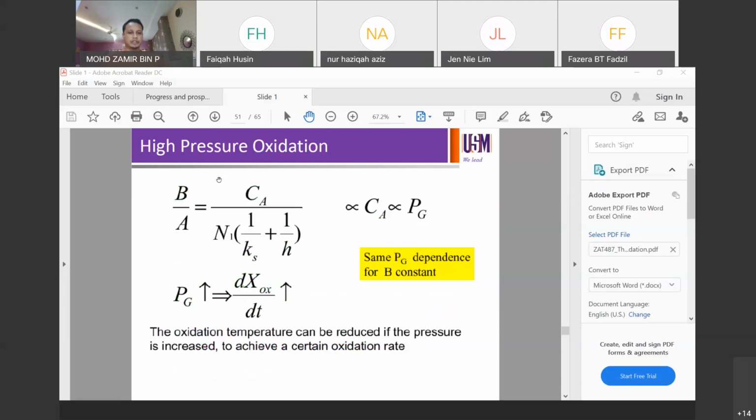So high pressure oxidation, these the equations related to it. The oxidation temperature can be reduced if the pressure is increased to achieve a certain oxidation rate. So just like what I said now, you can actually play around with your pressure or temperature, vice versa. Satu increase, satu decrease, in order to deliver the same oxide thickness.